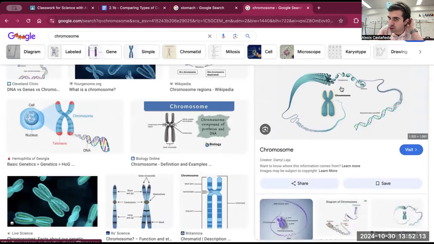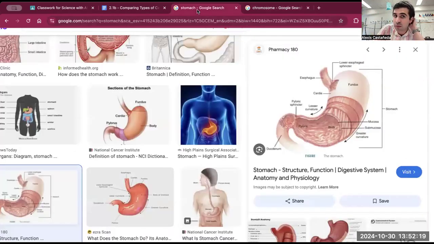So for some reason, chromosomes, when they are folded inside your cell, they look like an X. I don't know why, but they do. But it's the same thing.